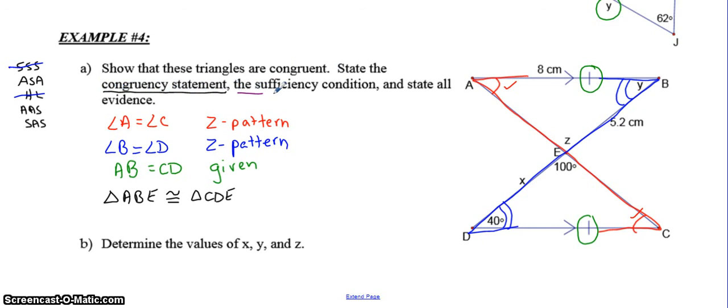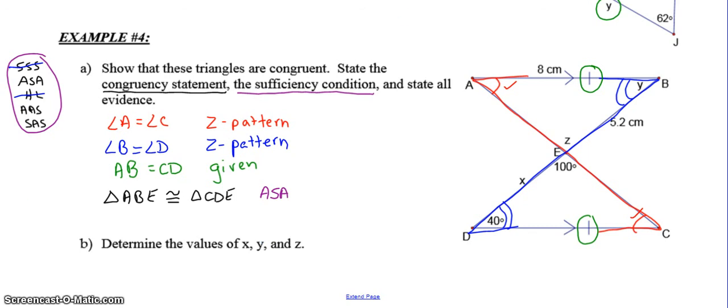The sufficiency condition are these things. We have this angle and the side in between. That means the sufficiency condition is angle, side, angle.